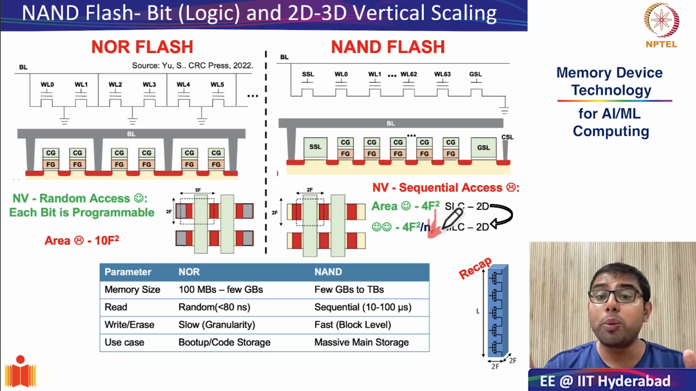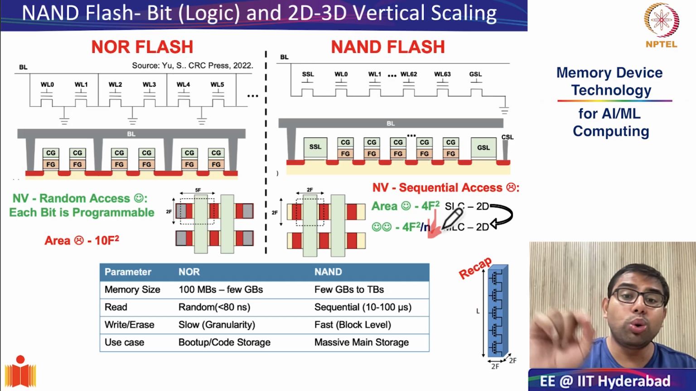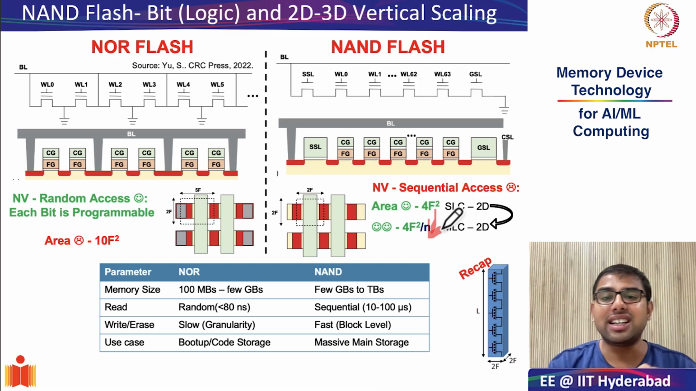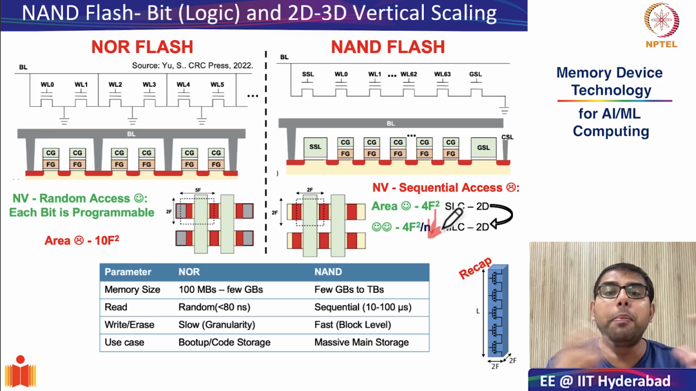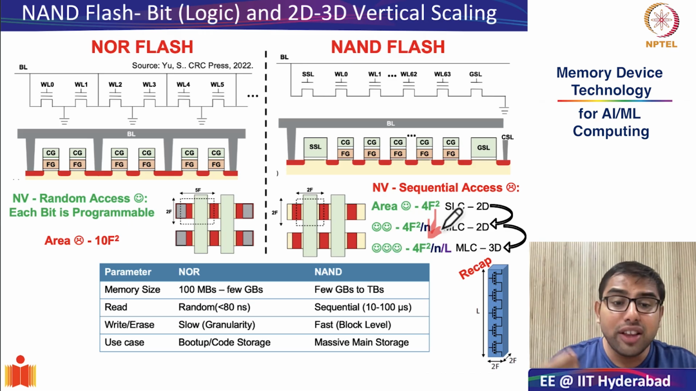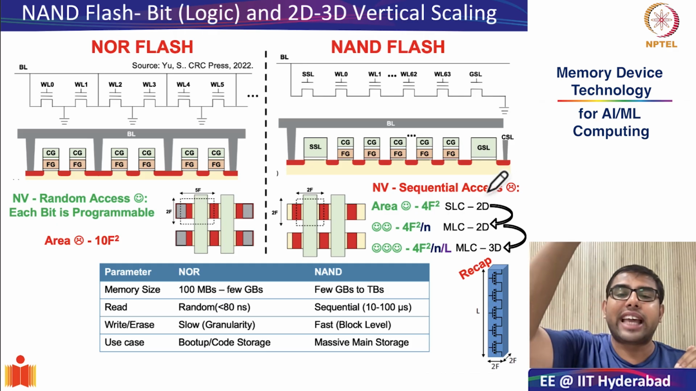Remember, 3 and 4 bits is 2 to the power of 3, 8 states, and 2 to the power of 4, 16 states within the same flash cell. And by cramming in more bits within the same flash cell, you can really improve the bit density of the flash cell. Not only that, there is another form of scaling which is possible, which is called vertical scaling.